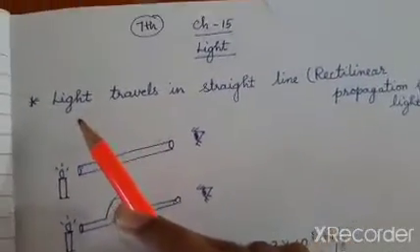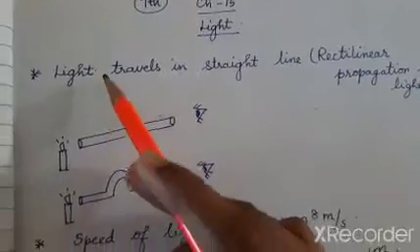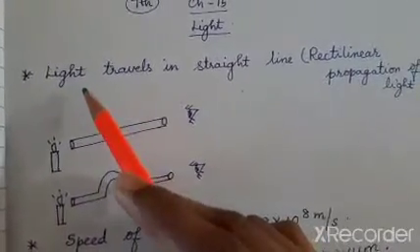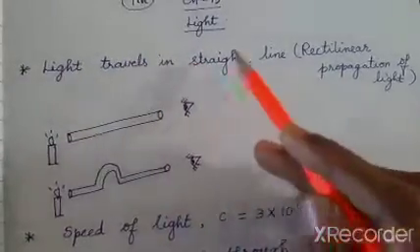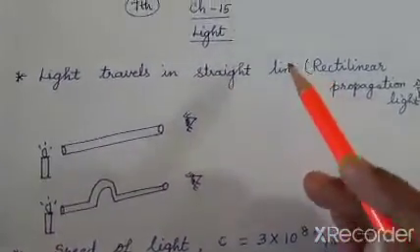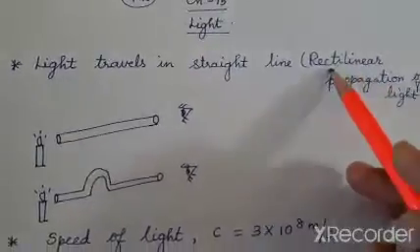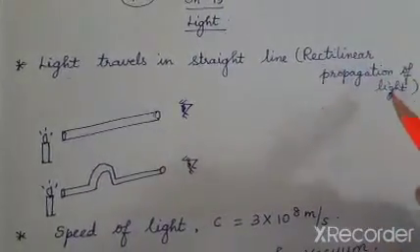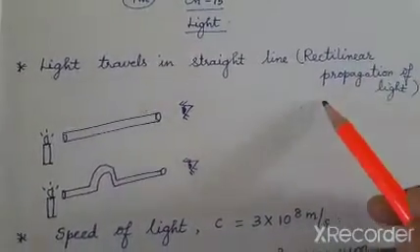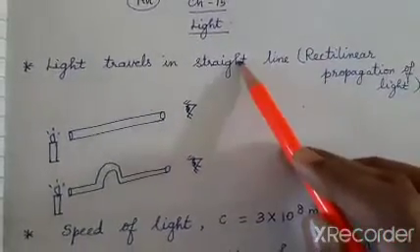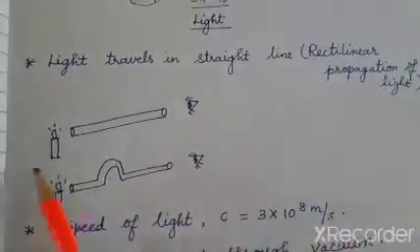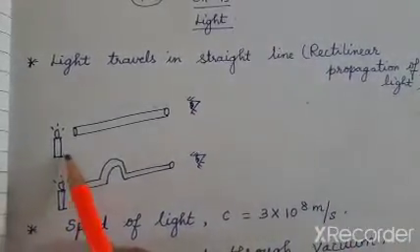The light has various properties. The first property of light is it always travels in a straight line. This property is called rectilinear propagation of light. So how do we know that light always takes the path of a straight line? Here is an activity to explain it.